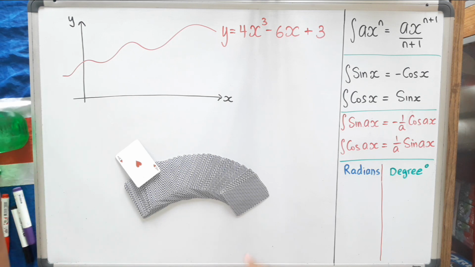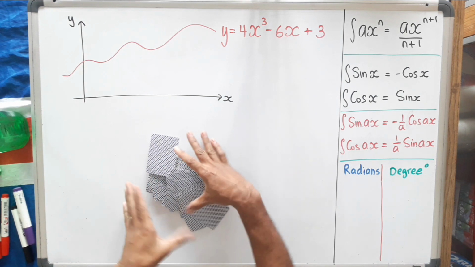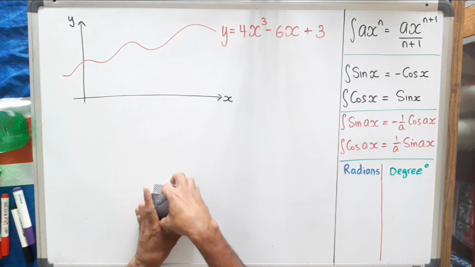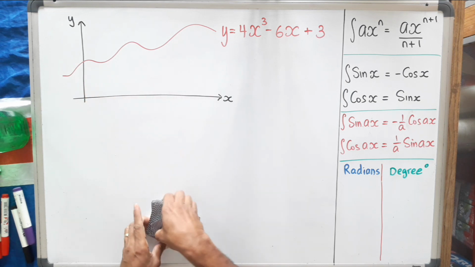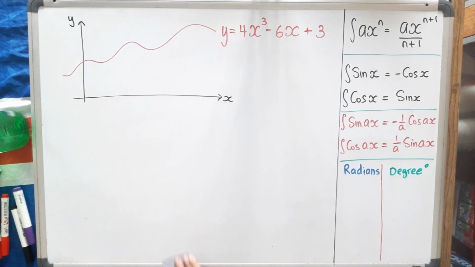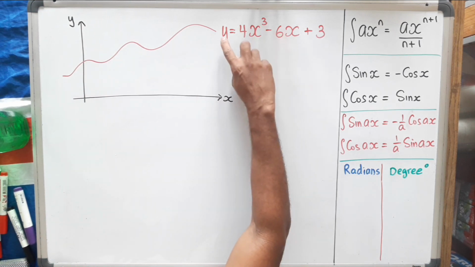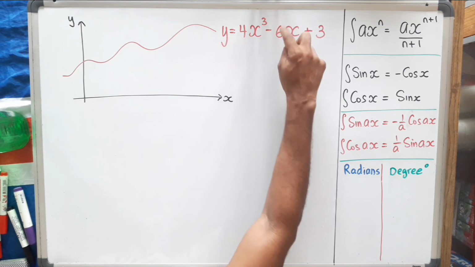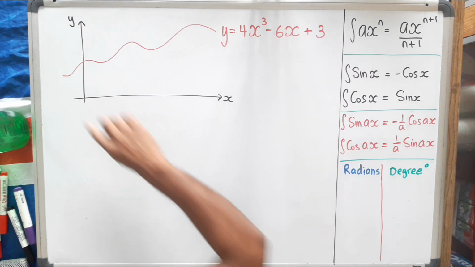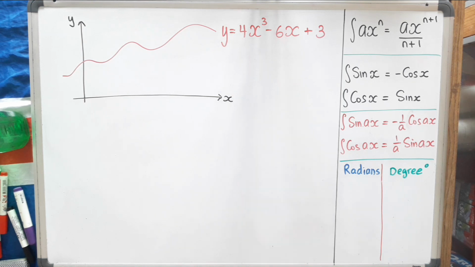All right, so let's get started. Here we have a graph, an x and a y axis, and I am giving you the equation of the graph. The equation is y is equal to 4x cubed minus 6x plus 3. I actually don't know how this graph will look in real life. I just drew a sketch, but that won't affect the question.